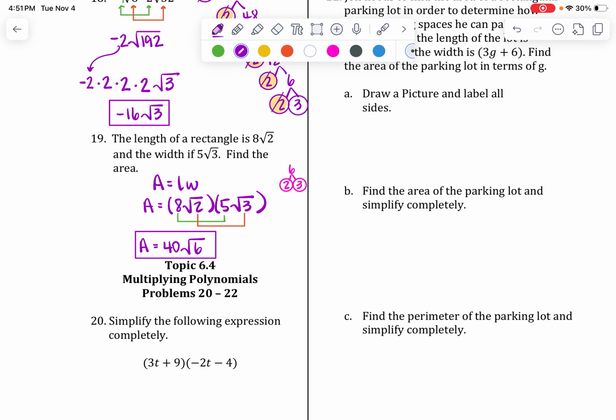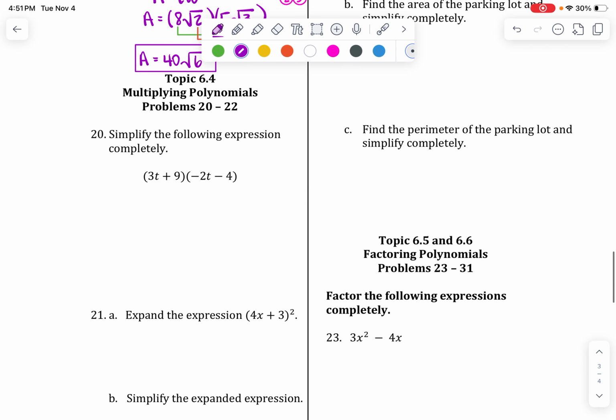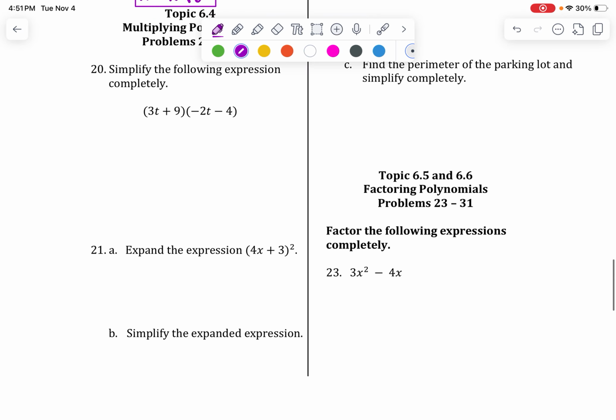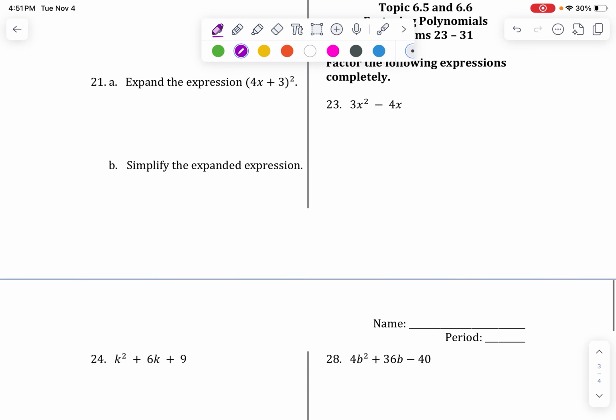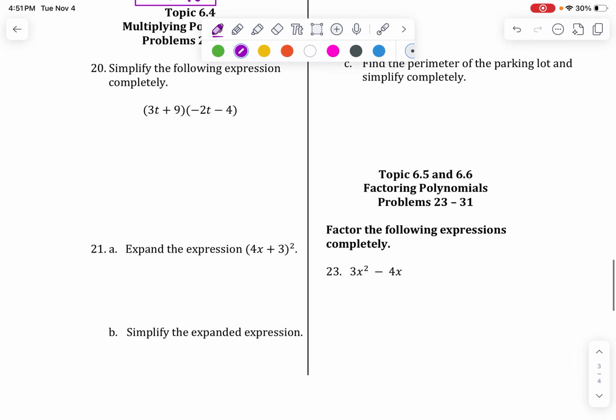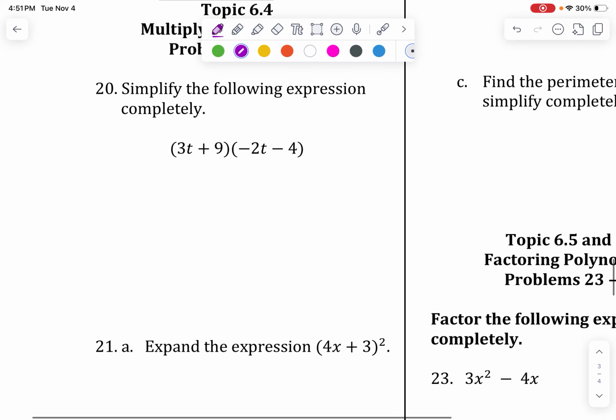All right, so then we moved on to day 4, which is multiplying polynomials. Remember we talked about that you could either do the box method or the double distribution method. I'm pretty much just going to do the double distribution method. I might do one box method just to refresh your memory on that if you'd like. All right, I'm going to do double distribution here.